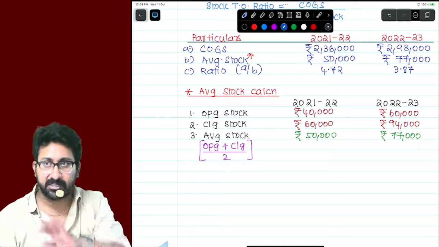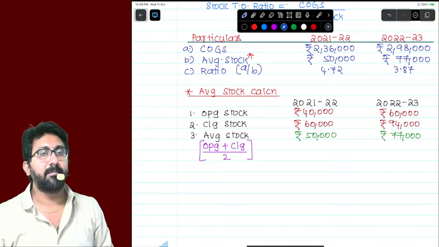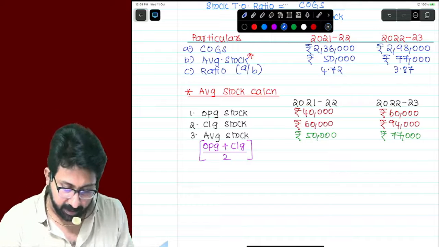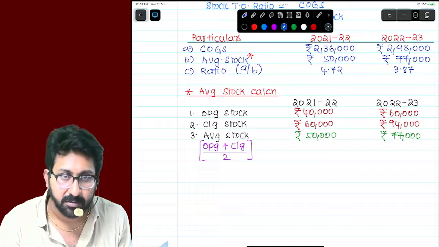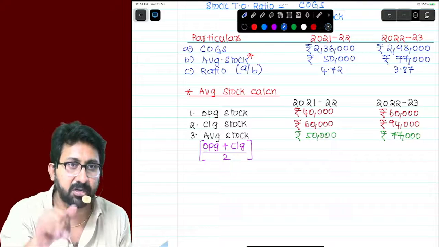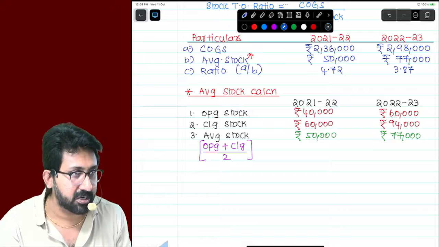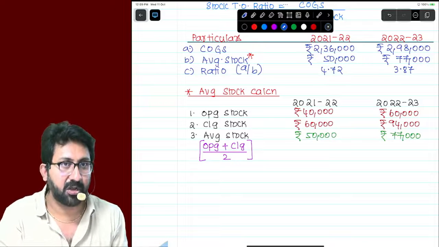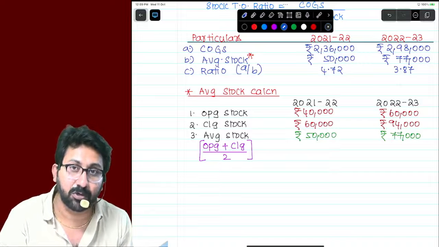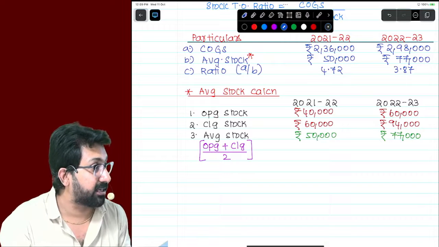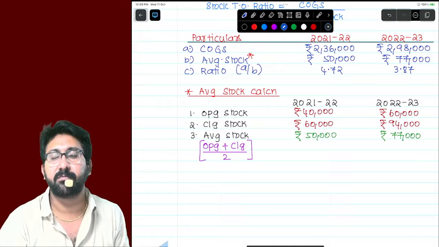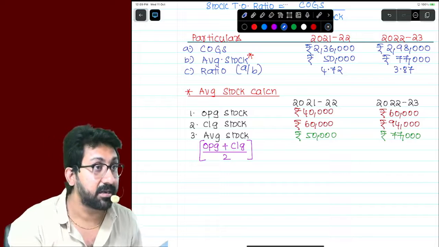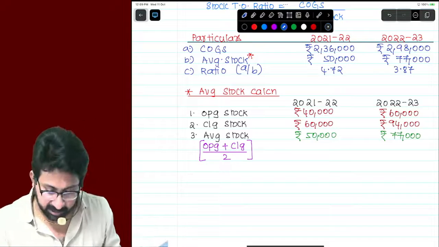How to understand this? I will first give you a meaning. Previously, how much is the stock I utilized? Average, how much stock I have utilized? 50,000 stock I utilized. Correct? For the 50,000 stock I used, how much worth of goods I manufactured? 2,36,000 worth goods we manufactured. I said manufactured, not sold. I will give you an explanation.